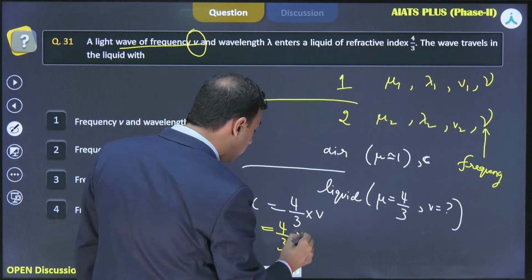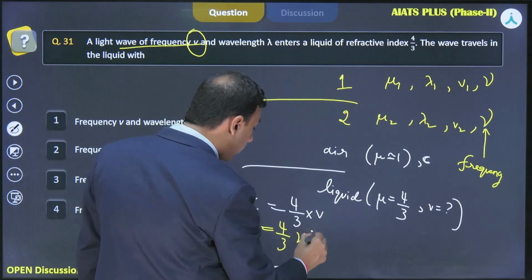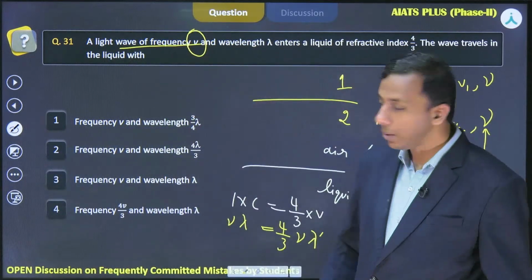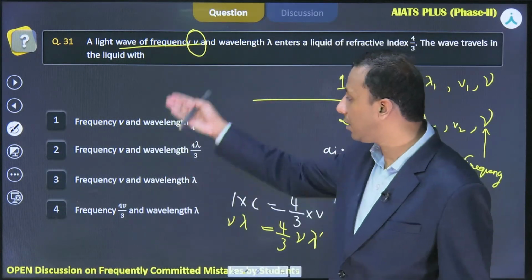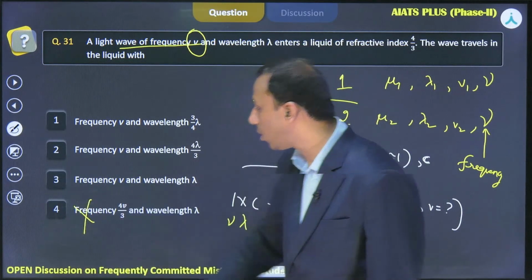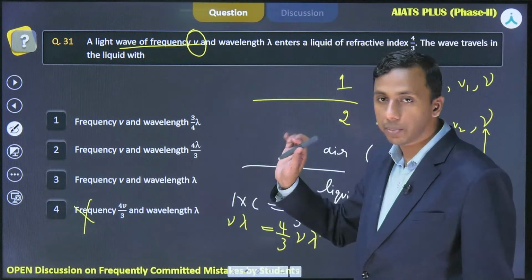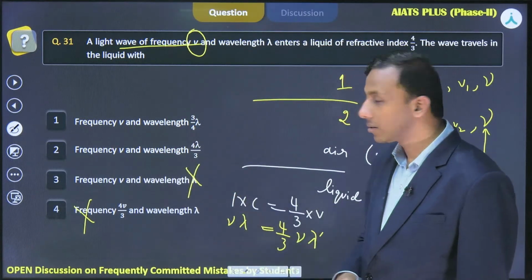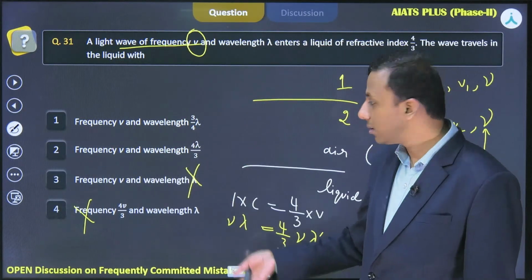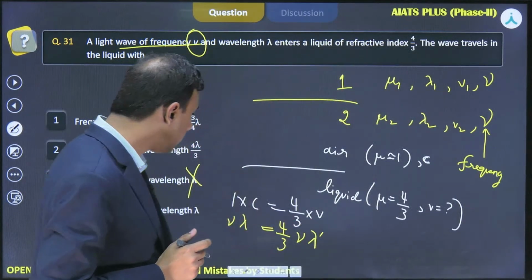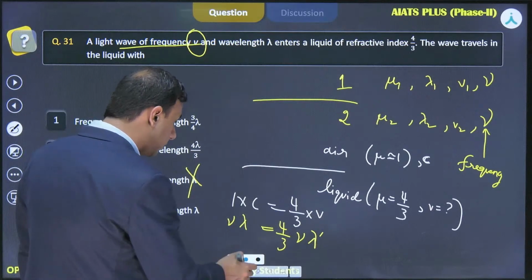Initial frequency was nu only, and final wavelength we don't know. And by the way, even without solving you can see the option. This one would be wrong because frequency they have changed. So it is wrong. Wavelength, what would it be? And this is also wrong because wavelength has to change. So these two, between them we are going to choose the correct answer. So just solve it. Simple mathematics, right?